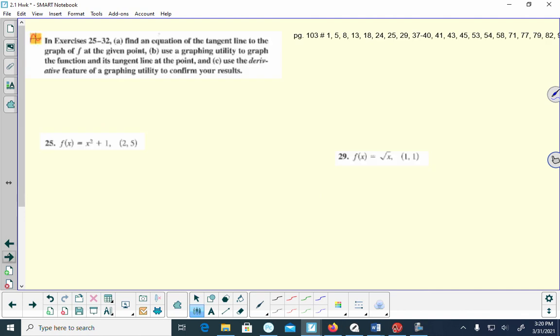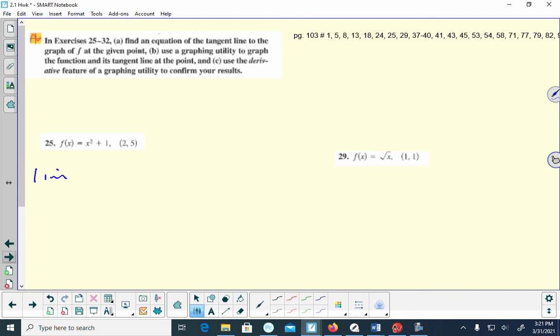All right, the next one, 25, you are trying to find the equation of the tangent line, and then you're going to use a graphing utility to graph the function and the tangent line, the point, and then you're going to use the derivative feature of the graphing utility to confirm your result. So this is me teaching you how to cheat on your calculator. All right, so I'm going to do the work first.